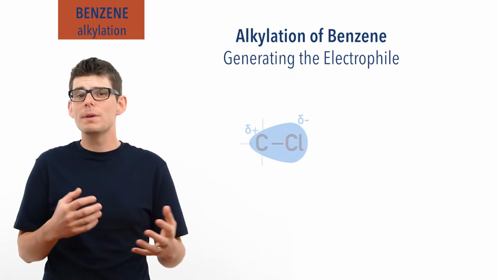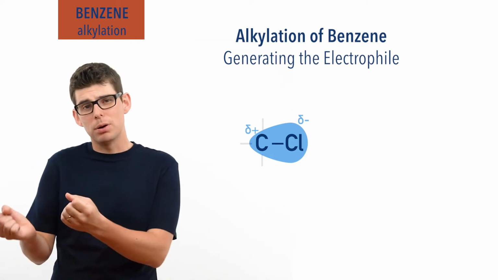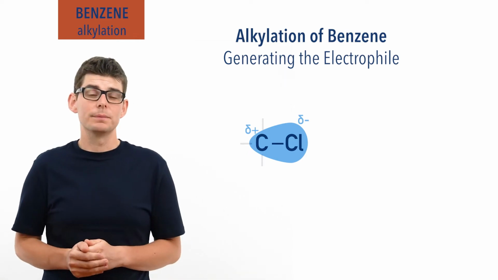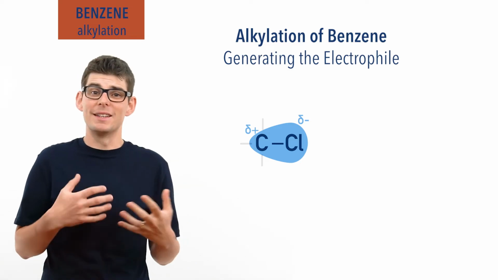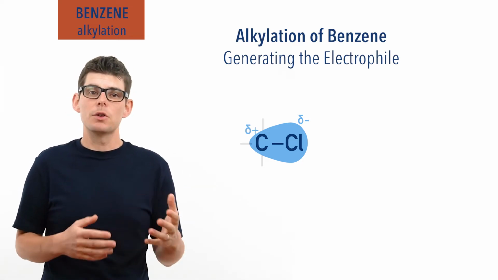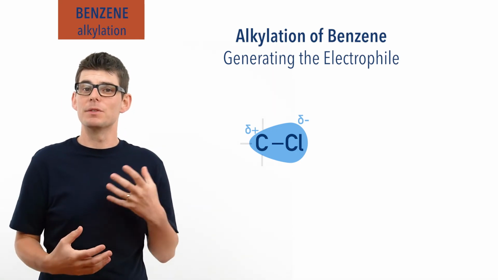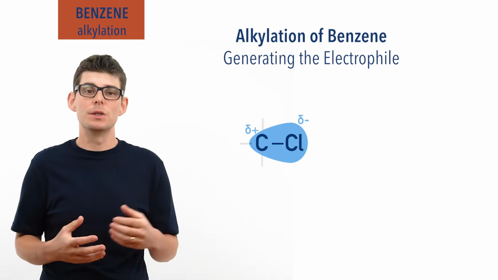The carbon-chlorine bond in a chloroalkane is already highly polar, as the chlorine pulls electron density towards itself. Because the carbon has a low electronegativity, it doesn't put up much of a fight and ends up being partially positively charged. To get the carbon-chlorine bond to the point of breaking, a halogen carrier is used.